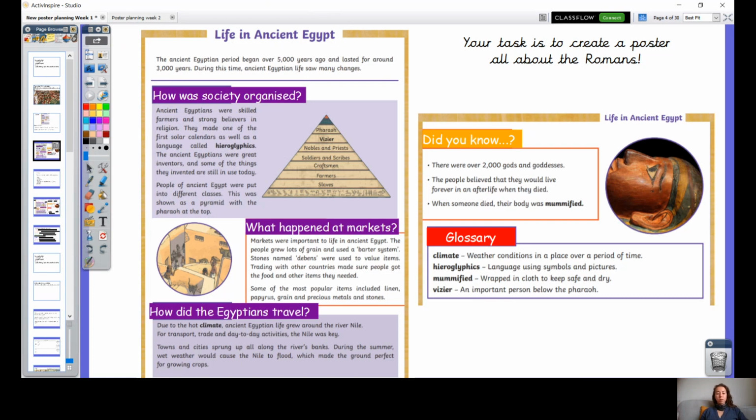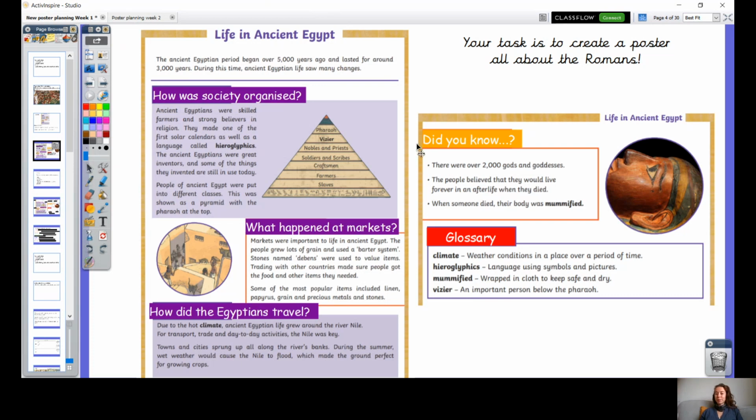How did the Egyptians travel? Due to the hot climate, ancient Egyptian life grew around the River Nile. For transport, trade and day-to-day activities, the Nile was key. Towns and cities sprung up all along the river's banks. During the summer, wet weather would cause the Nile to flood, which made the ground perfect for growing crops.